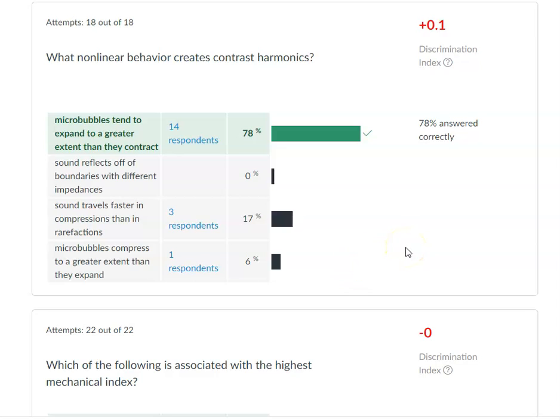What nonlinear behavior creates contrast harmonics? Remember, contrast harmonics are created at the reflection of the sound. The propagation harmonics are created as the sound travels. So we're looking at the reflection of sound, and microbubbles tend to expand greater than they contract, and that is the correct answer for contrast harmonics. The correct answer for propagation harmonics is that sound travels faster in compressions than in rarefactions.